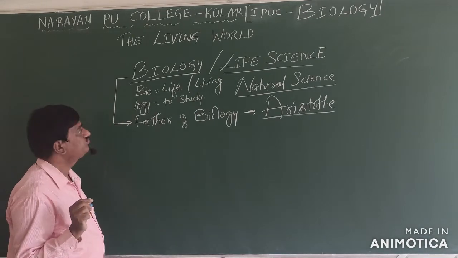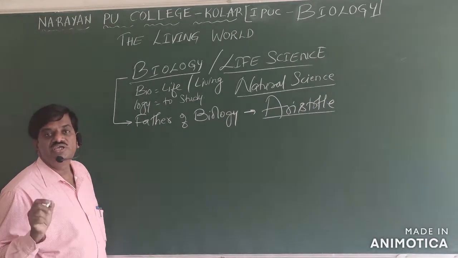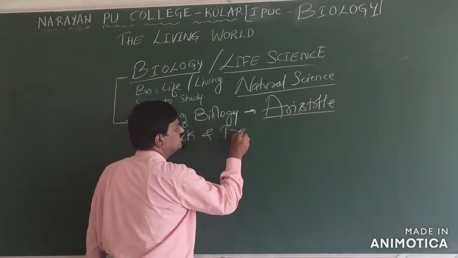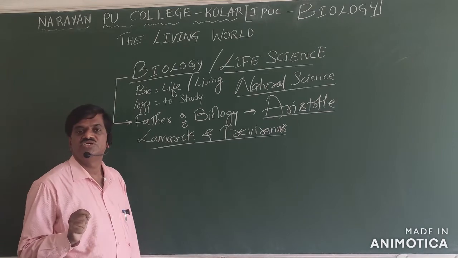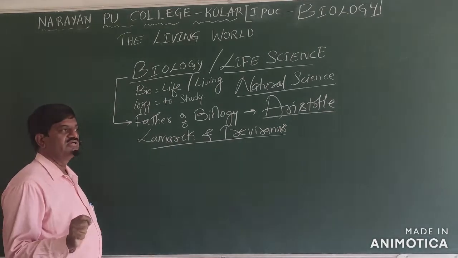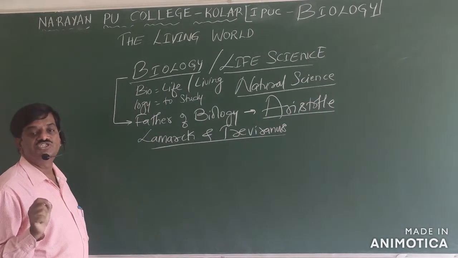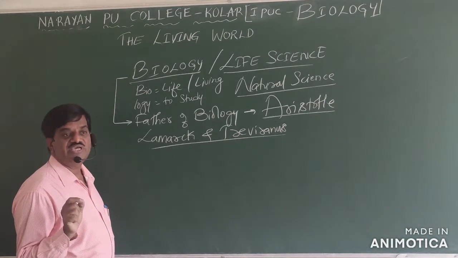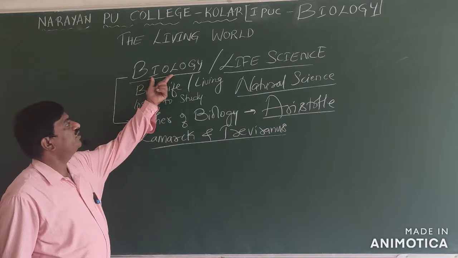Now, we step into the next words. The term biology was coined by Lamarck and Treviranus. These two persons coined the word biology. Already in the lower classes we have studied about Lamarck, Jean Baptiste de Lamarck. He proposed the theory of use and disuse. Use of an organ develops it well. When an organ is not used, it becomes a waste organ. That was given by Lamarck, and he is famous for that theory and he coined the word biology.